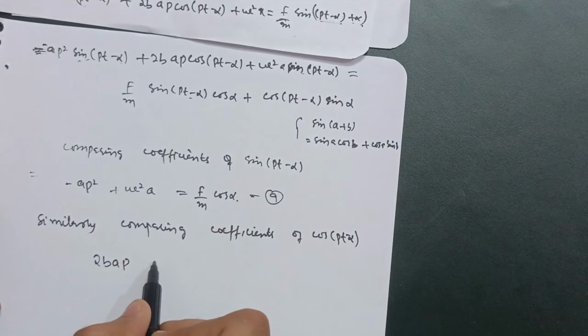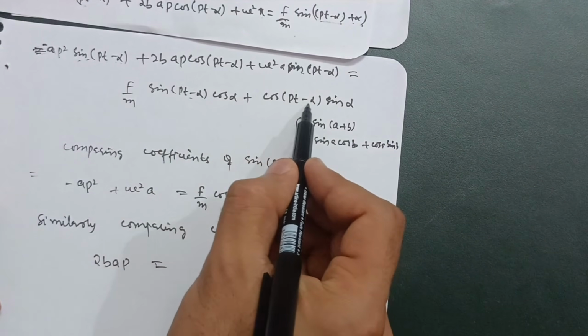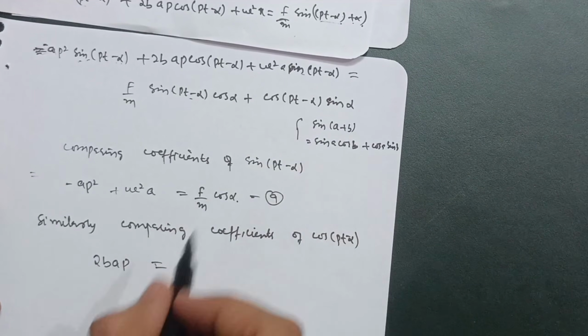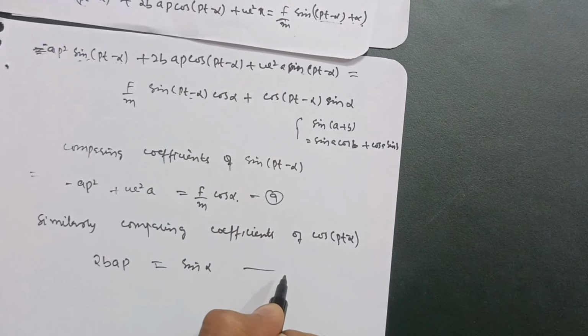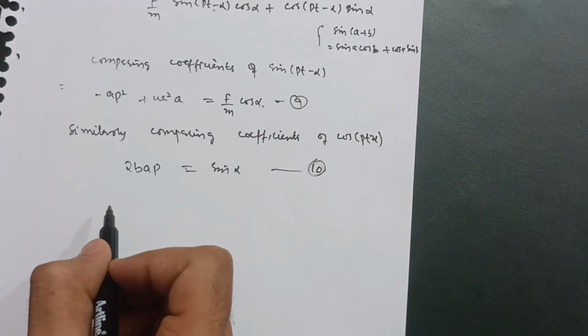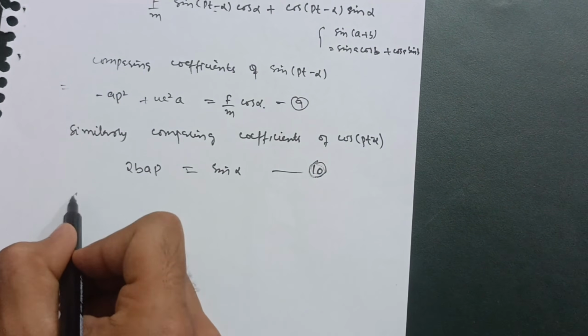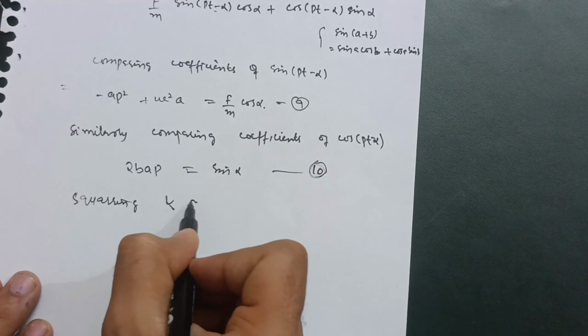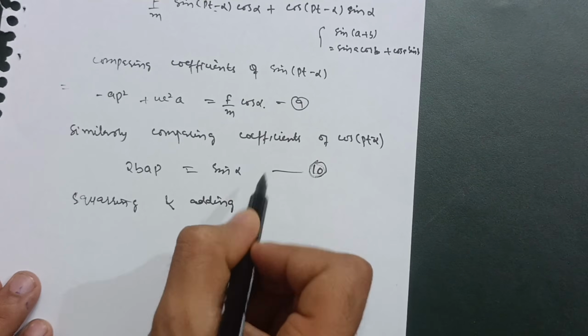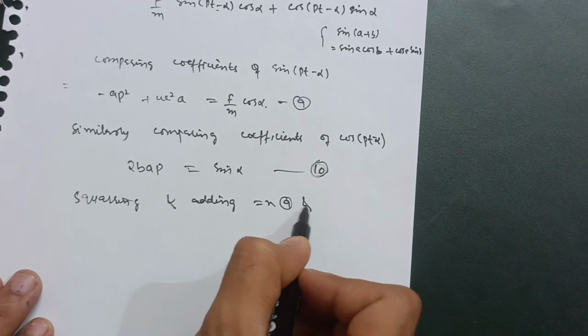Now have a look on the right hand side. Cos pt minus alpha is here, so what is its coefficient? That is sine of alpha. Let us call it the 10th equation. Now another step is, dear friends, squaring and adding equation 9th and 10th.